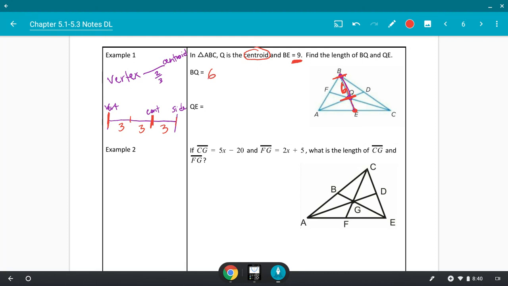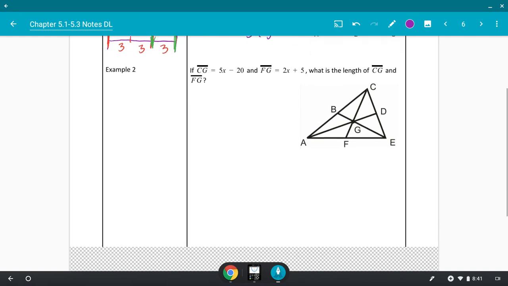And then QE is the centroid to the side. That's the other 3. Okay. Or if you don't like visuals, BQ is the longer one, so you would do 2/3 of 9, which is 6, 1/3 of 9, which is 3. I feel like those are probably the two easiest ways to think about it.